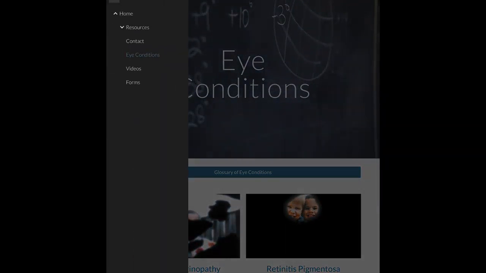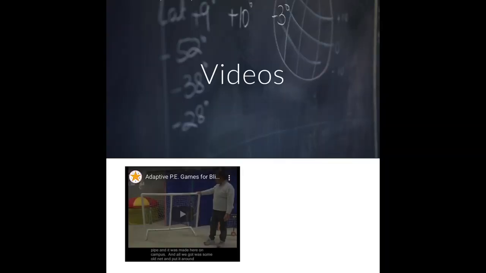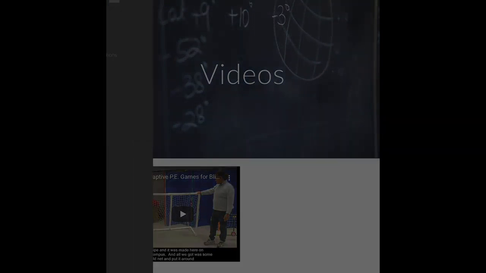And then videos, I only have one video on here right now because I've got a lot going on, and I haven't found other videos that I like to have on here. This is adaptive PE games from Texas TSBVI, Texas School for the Blind and Visually Impaired, and she just shows some things that she does, and it's a really good video.